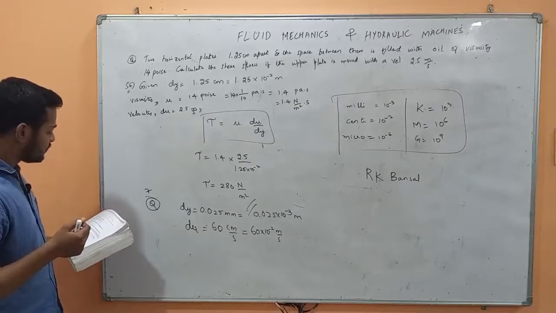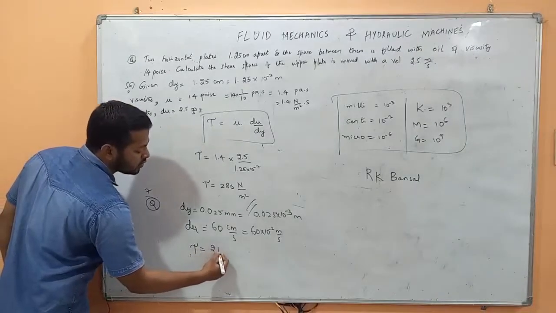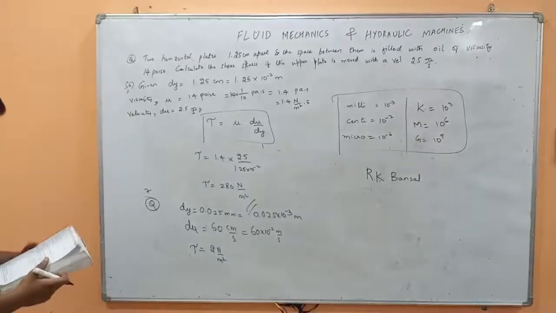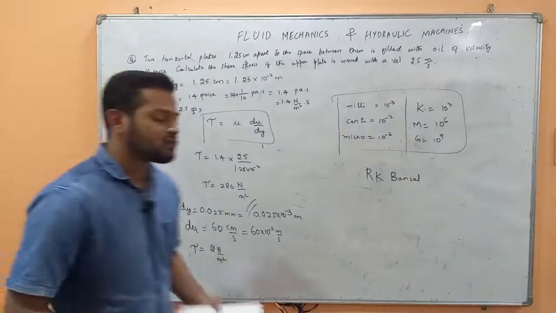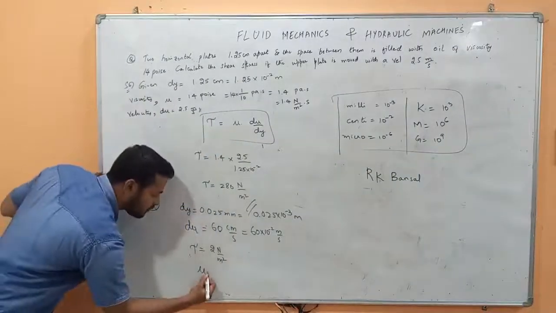Next, requires a force of 2 Newton per meter square. This is stress, shear stress. 2 Newton per meter square has been given in the question. Shear stress value has been given. Determine the fluid viscosity between the plates. Viscosity, you have to find out the value of mu.